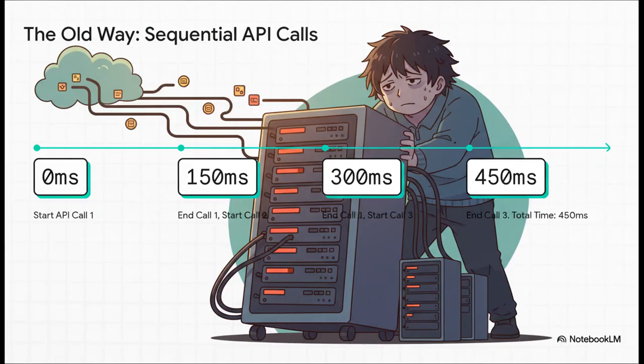This timeline shows how most apps have traditionally worked. Let's say you're building a dashboard. First, you ask for user data, and you wait 150 milliseconds. Then, once that's done, you ask for product data, and you wait another 150 milliseconds. You see the pattern? The delays just stack up, and your total time is the sum of all those individual waits.